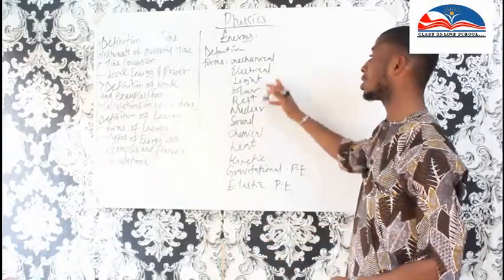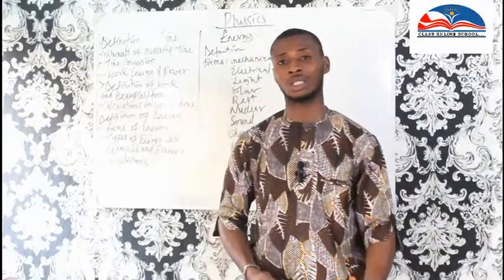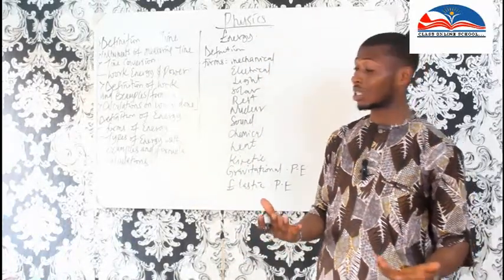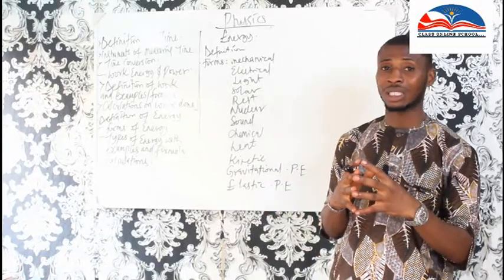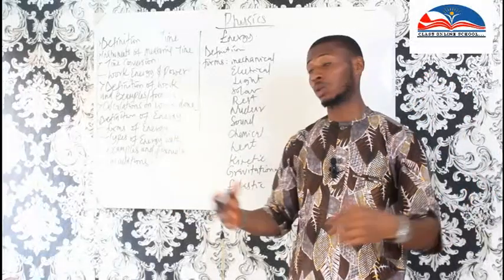Alright, now the next one is electrical energy. That is electricity. We use the electric energy to perform many things. We use it to do many things. The energy that is in electricity has been harnessed to lights and to other sources.